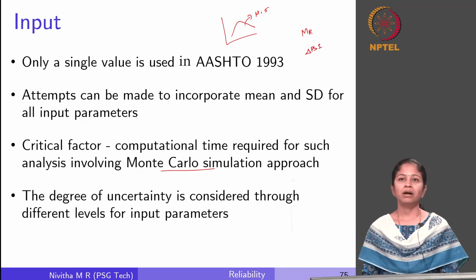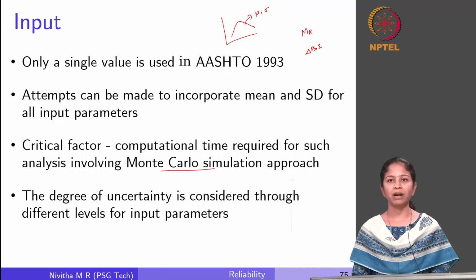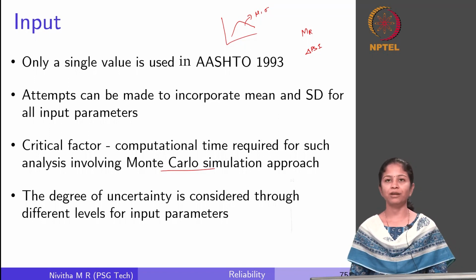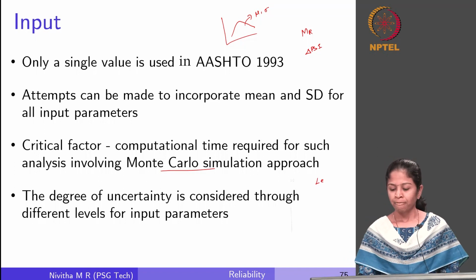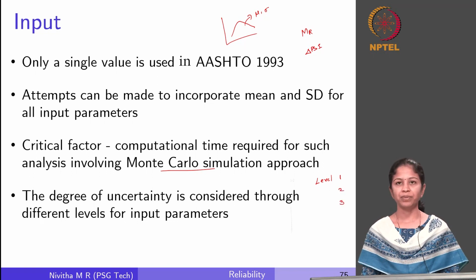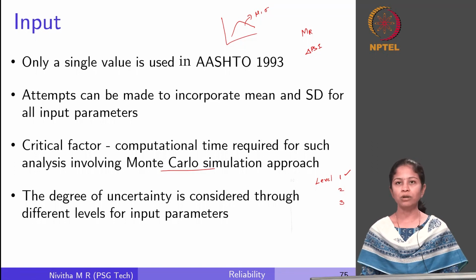But however, the certainty with which we arrive at these input parameters is taken into account through a hierarchy of input. So, what do I mean by hierarchy of input? We have 3 levels for my input parameter. I can specify a level 1, I can specify a level 2, or I can specify a level 3. All 3 of them are not at the same level of accuracy. Level 1 is considered to be more accurate. So, I can say it is more reliable and I am more certain about the outcome if I use level 1 kind of data.